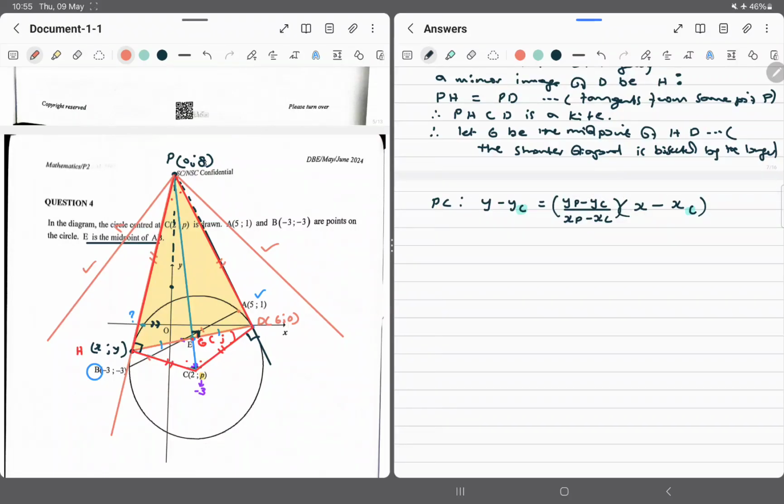So I'm not interested in suffering any longer by separating things. So y minus, that is minus 3, which is going to be plus 3. We deal with this one. Y at P is 8, minus 3 is going to be plus 3, over x at P is 0, minus 2, that is the story. And then we've got x minus x at C, which is going to be minus 2.